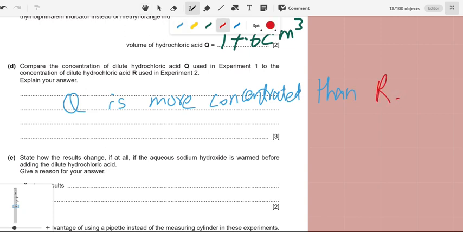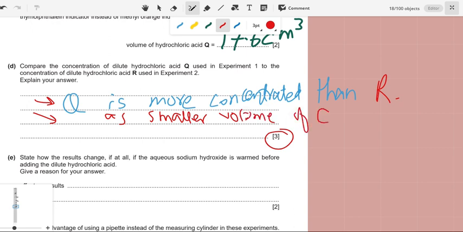Okay, the first one. And the second one, because here is the 3 marks question, so you have to write the next point, that is as smaller volume of Q is required here, because that is more concentrated, so that's why there is less volume of Q that is required. So here the second one, that is as smaller volume of Q is required.